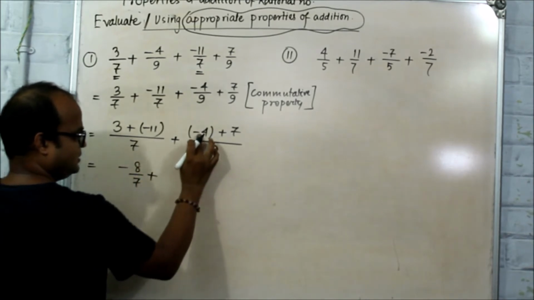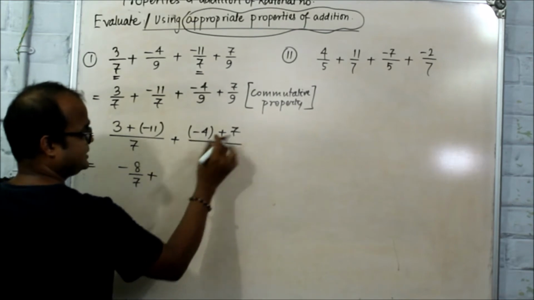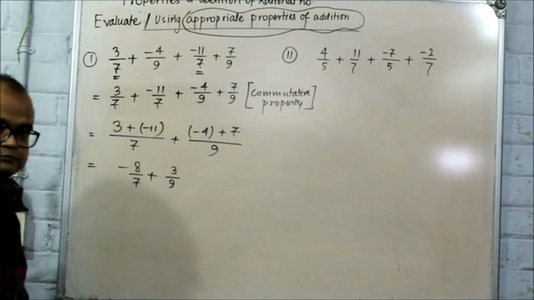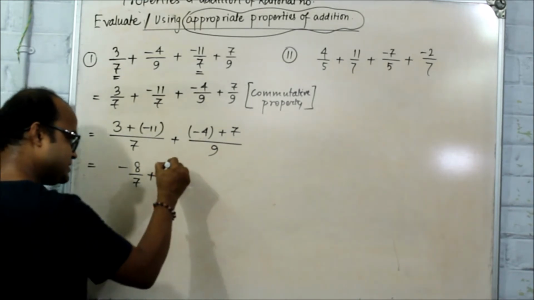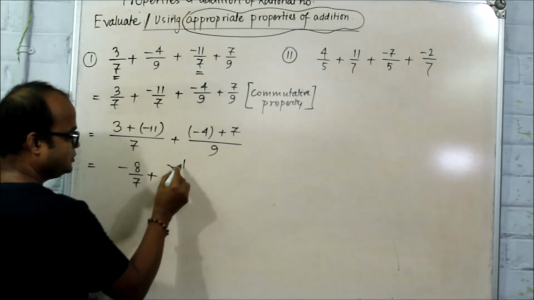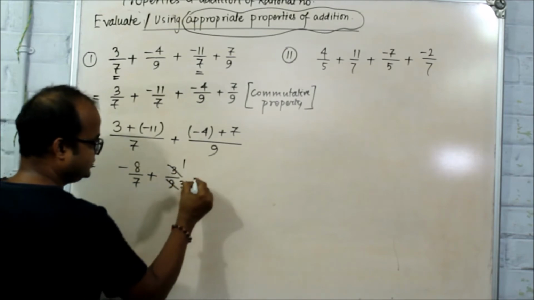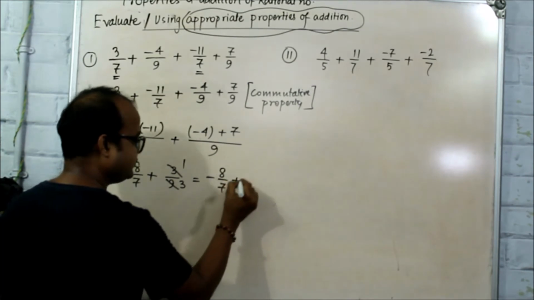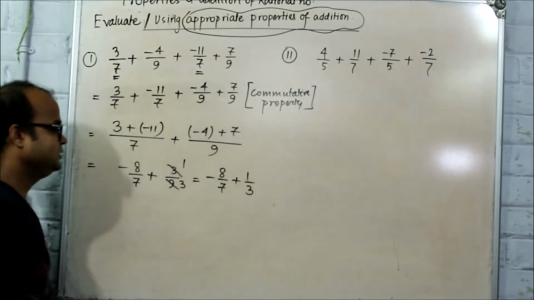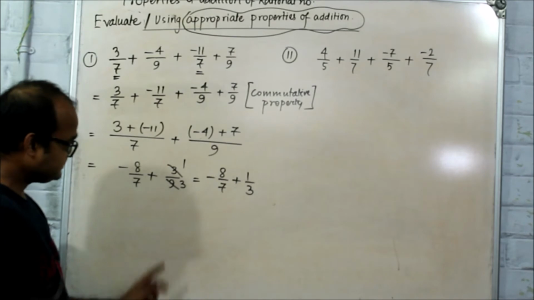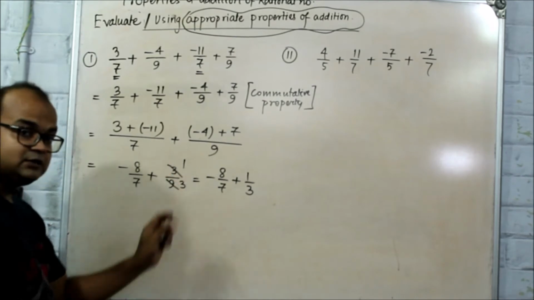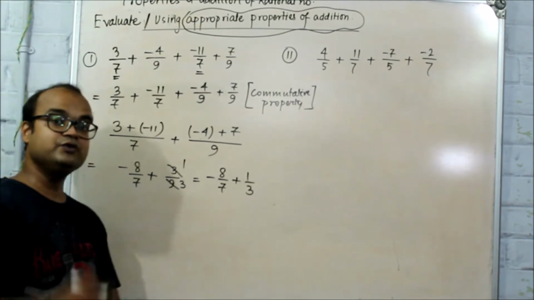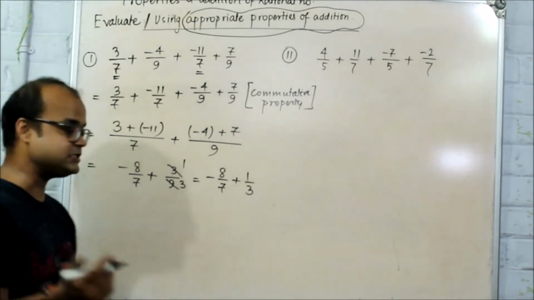plus minus 4 plus 7, that is equal to 3 by 9. Clear? You can cancel out here. 3 1s are 3, 3 3s are 9. So this is equal to minus 8 by 7 plus 1 by 3. Clear? If you cancel here, what advantage will you get? Your calculation will again be easier.